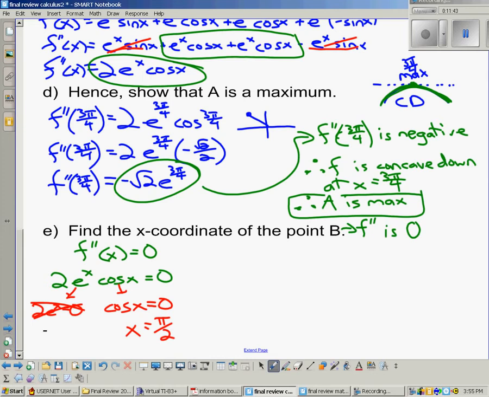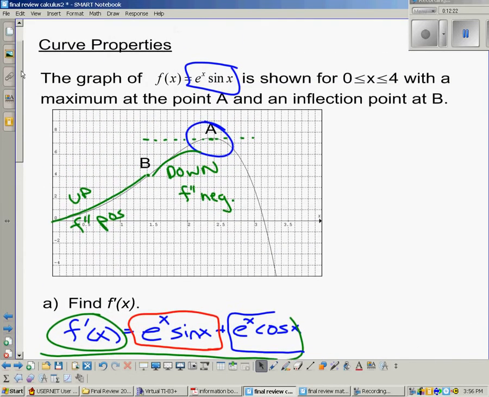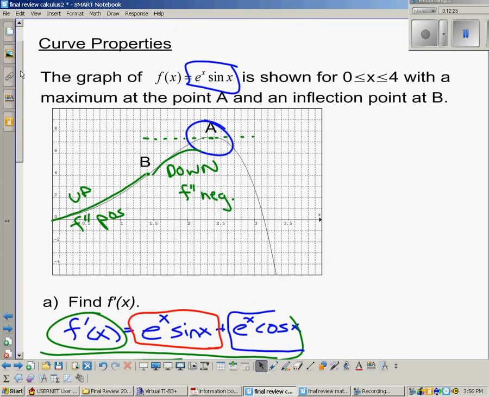Now, we could go and test this and make sure that we actually do have changing signs on our second derivative. But they've told us that B is a point of inflection, so we don't need to do the testing because it's implicit in the question. But if we didn't know that, we'd have to figure out what f prime at, say, 1 is, which is a little below pi over 2, and find what f prime at 2 is, and show that it goes from a positive value to a negative value. Therefore, this is a point of inflection. Again, that's given to us in this question because they told us right from the outset there's a point of inflection at B.